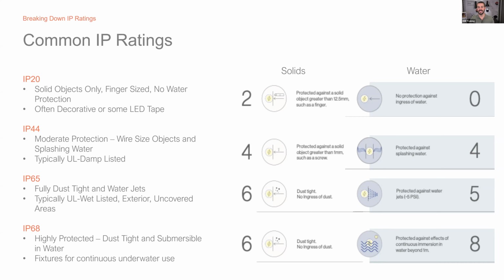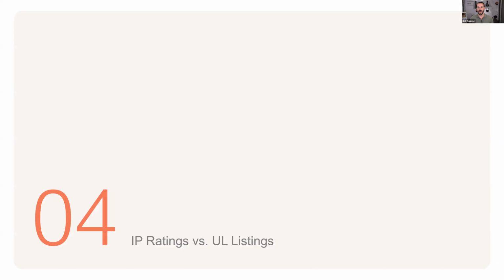And then finally, IP68 or IP69 is a very highly protected rating. So we're fully, again, dust tight, able to be submerged in water continuously, or if that's 69, a high level of pressure and temperature. So these are the most extreme conditions that you might see, fixtures that are meant to be submerged and used underwater, and in the most extreme environments.